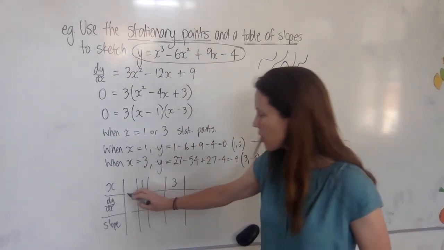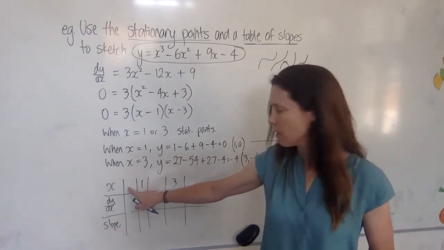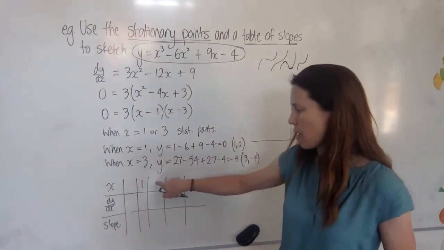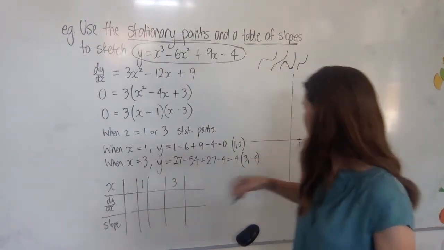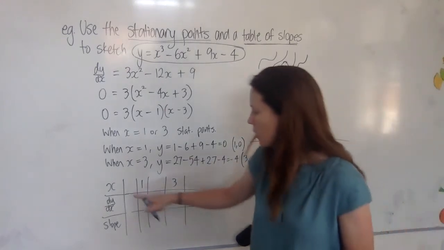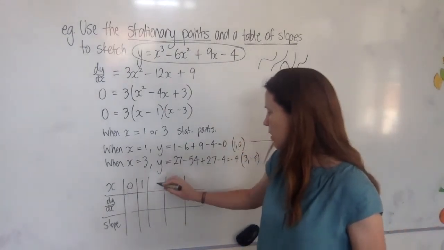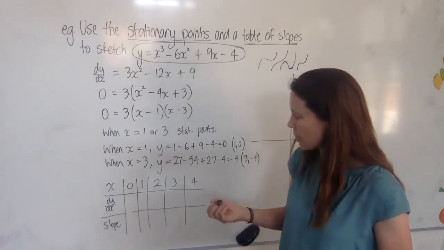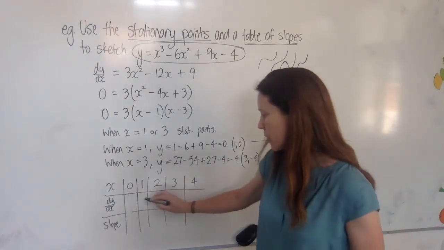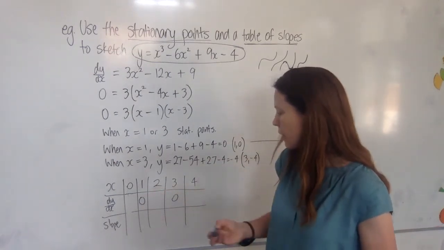Now I've left space to do an x value that's smaller than 1 and bigger than 3, and one that's in between the two, so that I can see what my graph is doing. So pick some nice round numbers. We could use 0, 2 and 4 here. We already know that dy/dx will be 0 when x is 1 or 3.